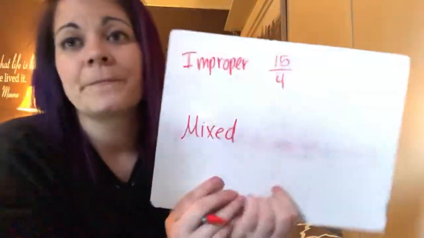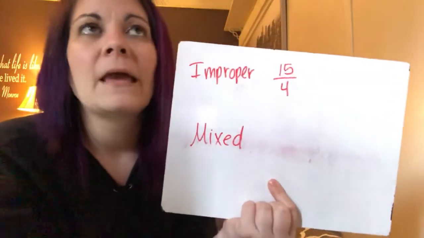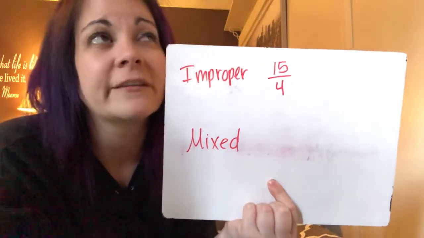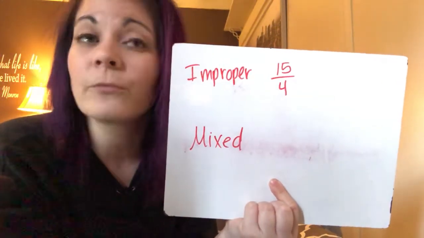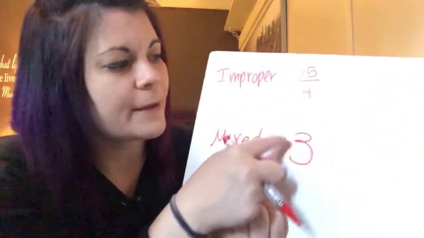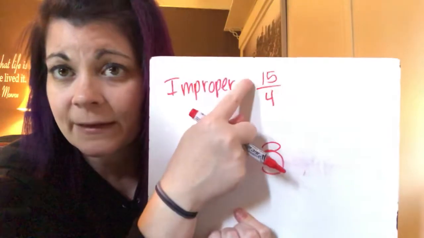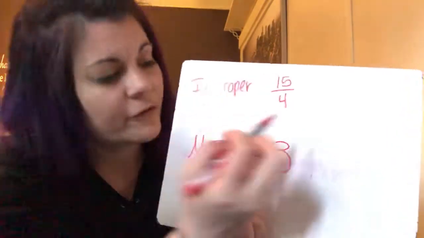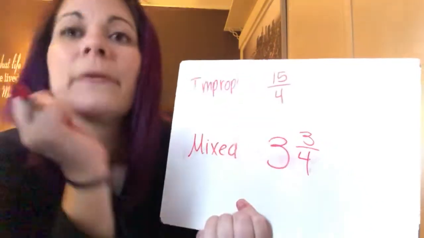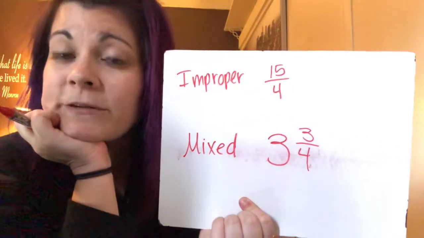Let's do another improper to a mixed. So let's do 15/4. So we say 15 divided by 4. How many times does 4 go into 15? Well, 4 times 4 is 16. That's too much. 4 times 3 is 12. There we go. So it goes in 3 times, but 4 times 3 is only 12. We're trying to get to 15, so we need 3 more. So that would be our numerator, what we have left. And then our denominator stays the same. So 3 3/4. So that's improper to mixed.